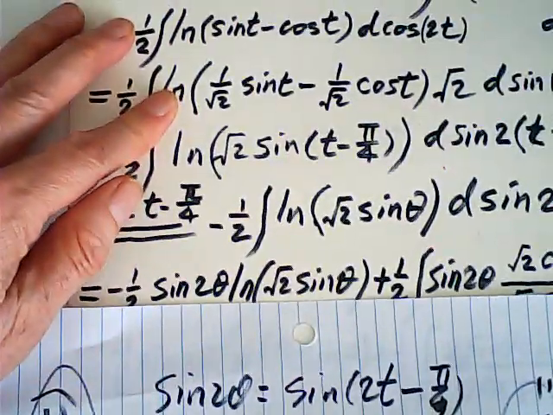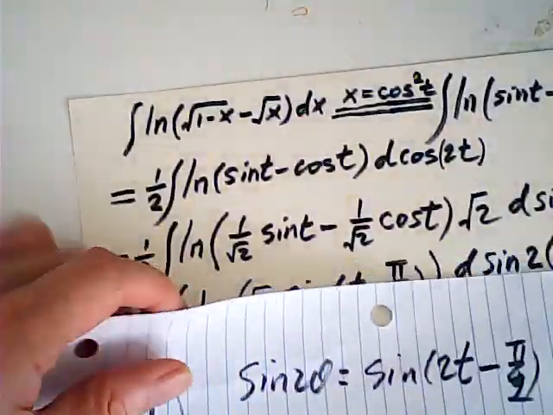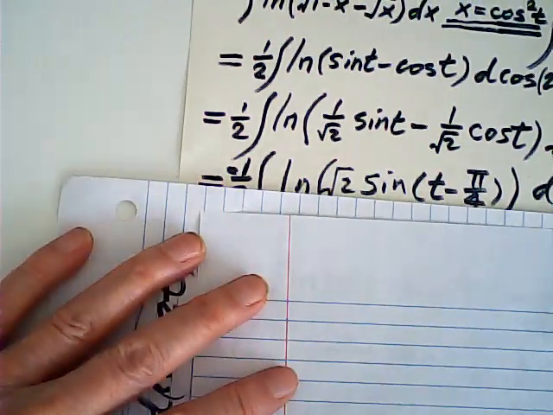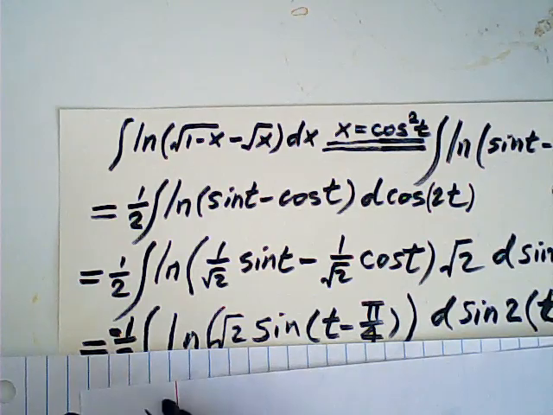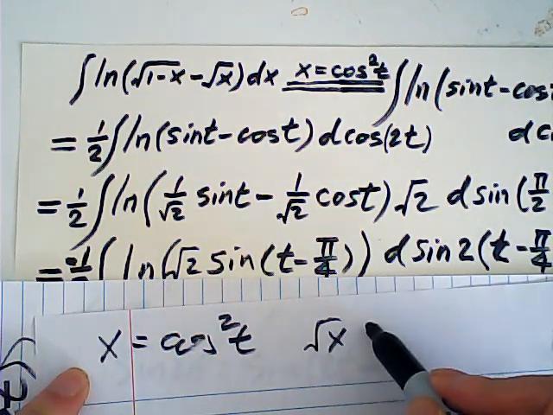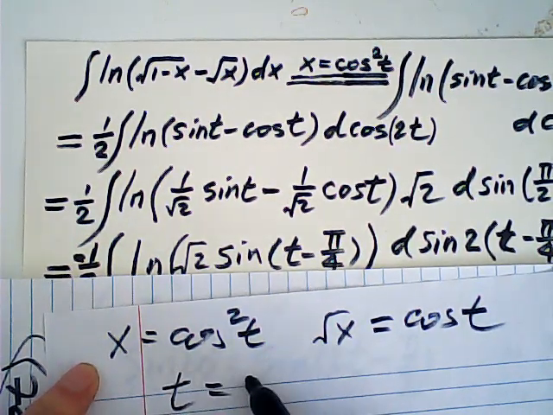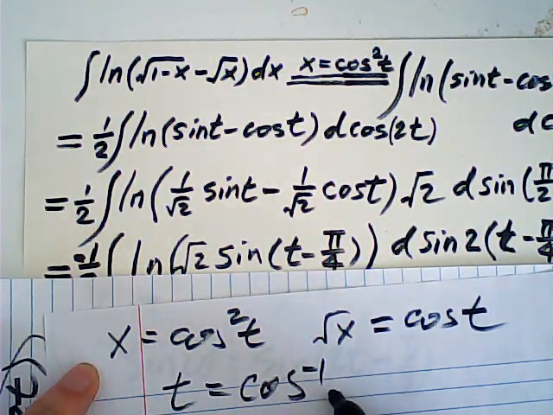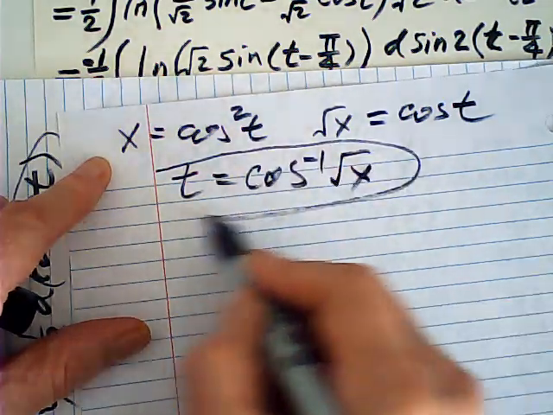Then, what's the t? Now x is cosine square t. That is the first substitution. Therefore, root x is equal to cosine t. So t is equal to arc cosine root x. Okay, that is one thing.